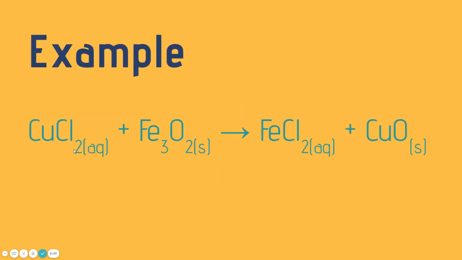So here's an example. We've got copper chloride, which is dissolved in water, and we're adding some solid iron oxide into it, and it's going to make iron chloride and copper oxide. So that's an example of a reaction.